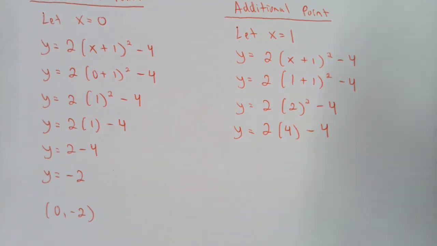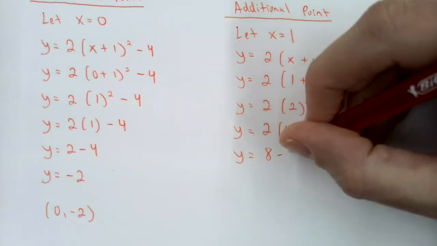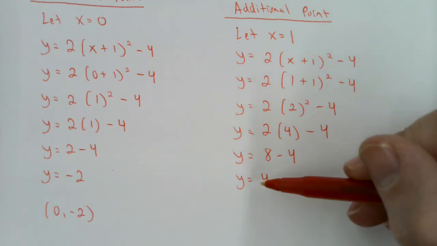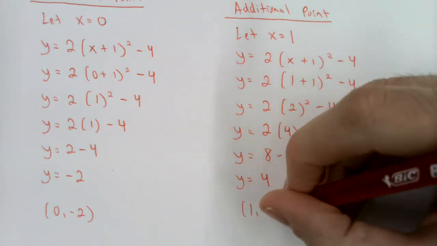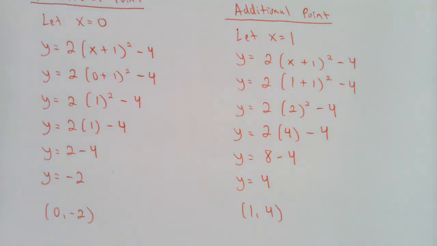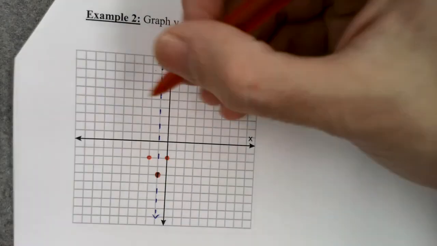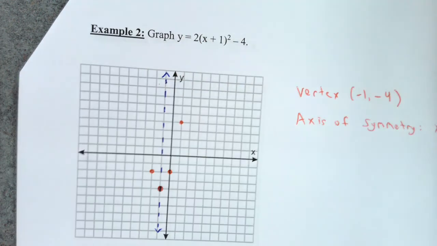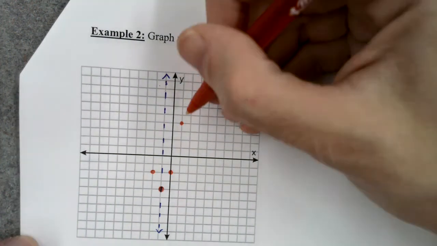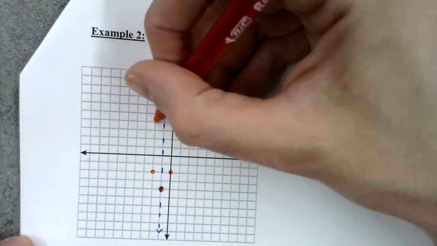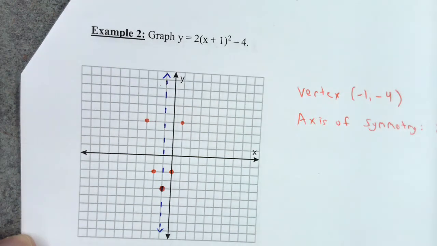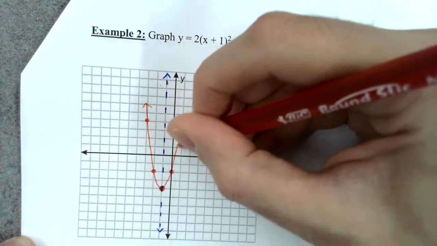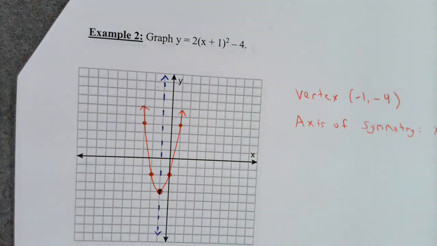Two times 4 is 8. Y equals 8 minus 4. So y equals 4. That means we have the point 1, comma 4. Let's graph that. And then reflect that across the axis of symmetry. That's 2 units to the right of the axis of symmetry. So let's go 2 units to the left of the axis of symmetry and plot a point and connect it. There we go.